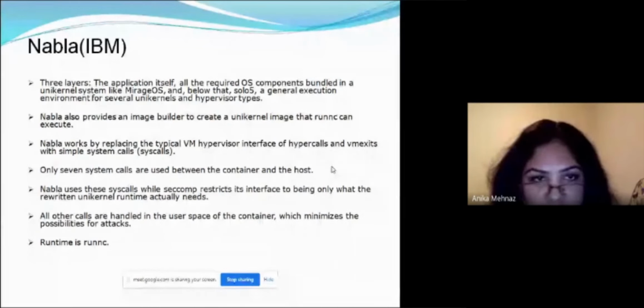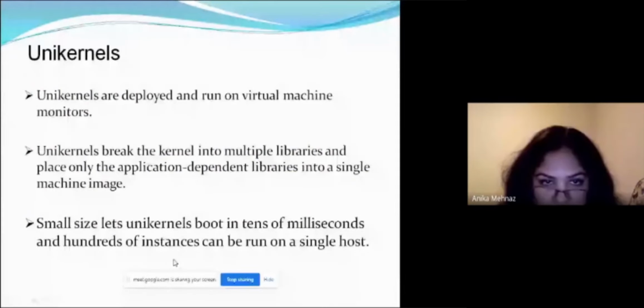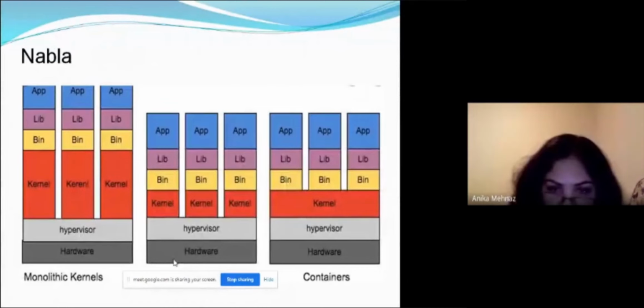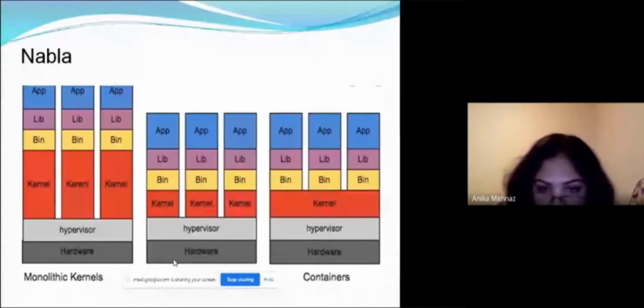So this is the architecture of Nabla. You can see the second one is Nabla. The first one is like monolithic kernels, and the second one is using a unikernel. So you can see it's reduced. It excludes many packages, so that's why the size is reduced. And the third one is containers.